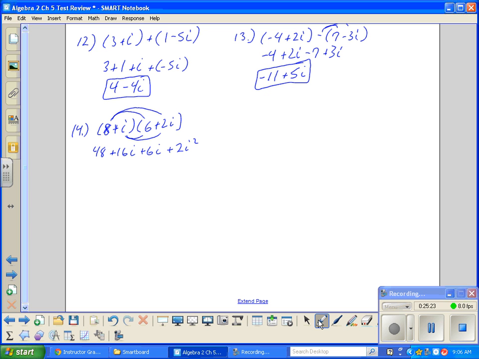And combine our like terms, that gives us 48 plus 22i plus 2 times, remember, an i squared is represented as -1. So 2 times -1, so 48 plus 22i, and 2 times -1 is -2. And 48 minus 2 is 46 plus 22i.